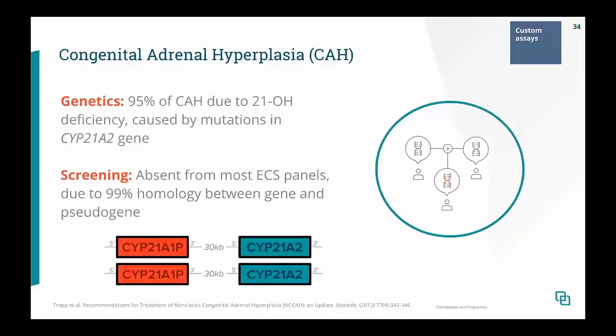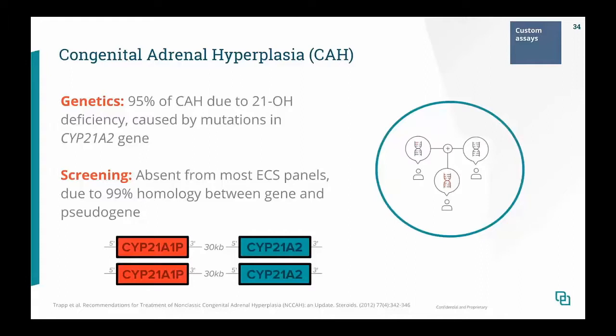And so about 95% of CAH is due to 21-hydroxylase deficiency, which is caused by mutations in the CYP21A2 gene. So despite it having a severe disease course and being relatively common, CAH is absent from the vast majority of expanded carrier screening panels. And the reason for that is that it's technically challenging to determine carriers. So it's very hard to get a high detection rate.